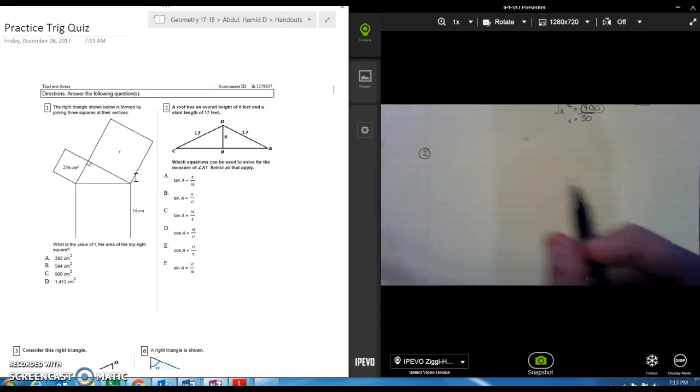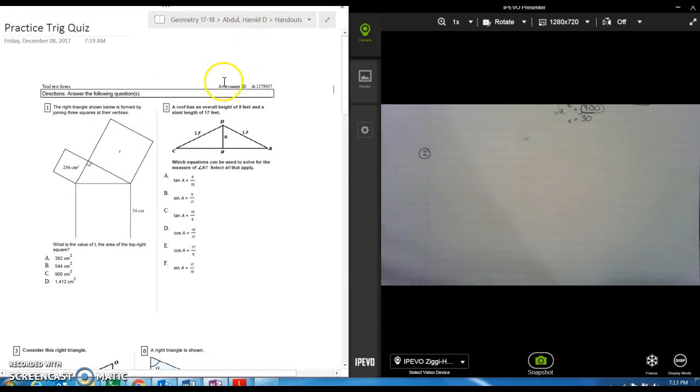Number 2 is a little bit easier. You see that a roof has an overall height of 8 feet. So the height goes straight up and down. And a slant height of 17. If I tell you something's slanted, it's crooked. So that's going to be this direction right here. Which equation can be used to solve for the measure of angle A? Select all that apply. So that means we're going to have more than one answer. Make sure you read this, right? Don't fall for something and just pick one answer.